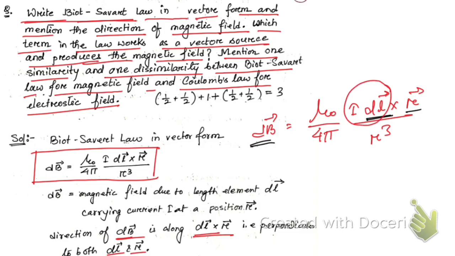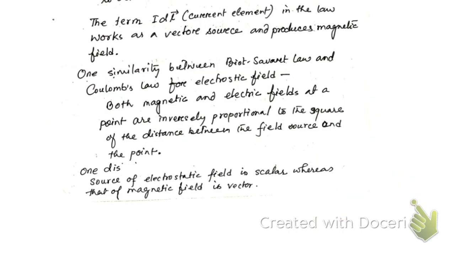The direction of this magnetic field is along dl cross r vector, which means perpendicular to both the dl vector and the r vector. And the vector source that produces the magnetic field is I dl. Suppose this is a conductor, and you consider a length element dl, taking its direction along the current. Then the current element is I dl, and due to this current element the magnetic field is produced. So that's why I have written the answer here.